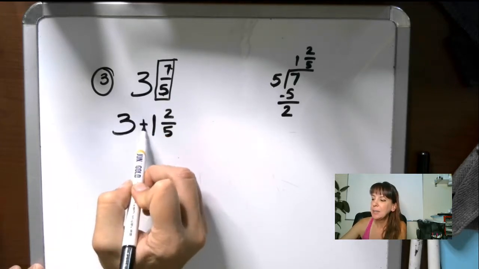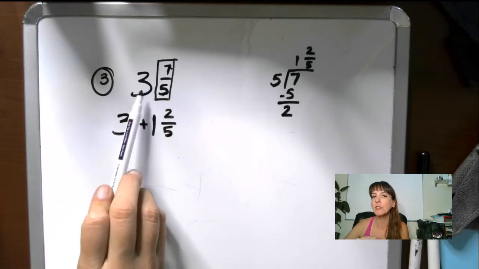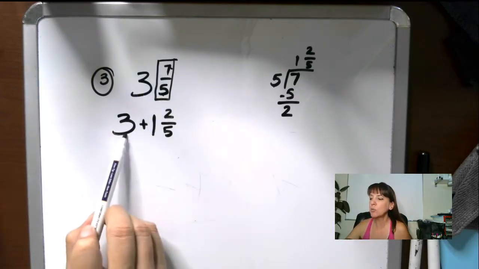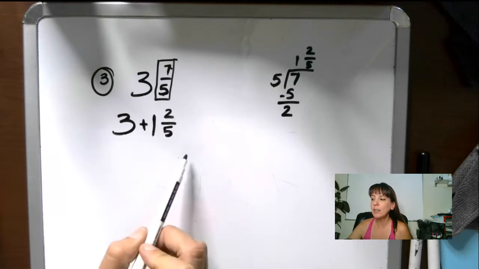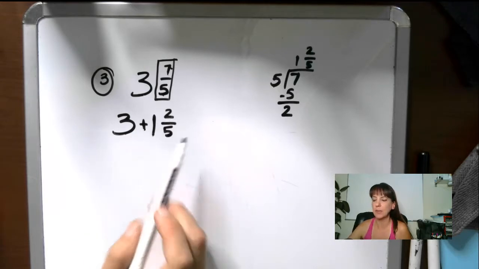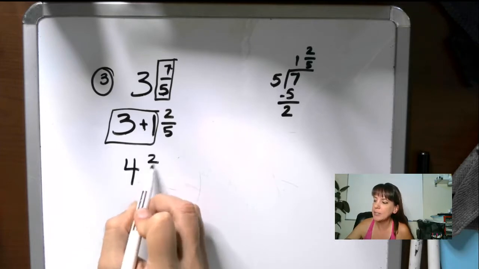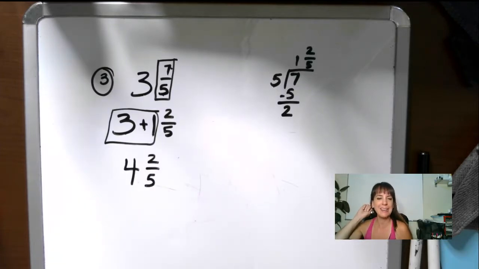So it's 3 plus, because remember when I said it at the beginning, 3 and 7/5, that "and" means addition. So now it's 3 and 1 2/5. That means we can add these together. So let's make our lives easier: 4 and 2/5.